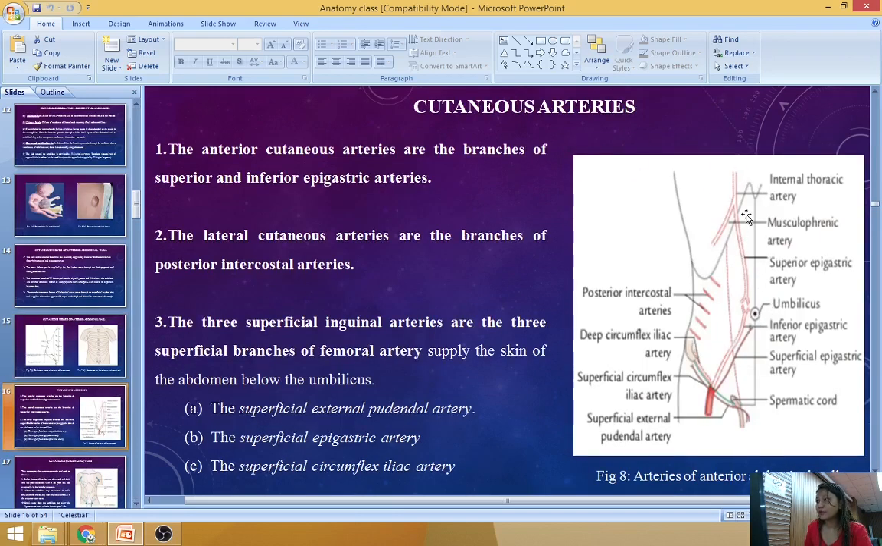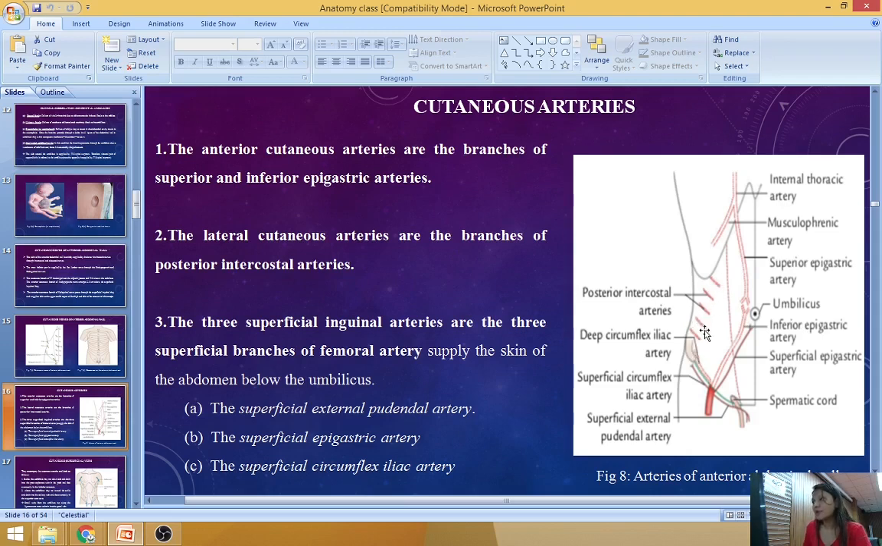So we have the cutaneous arteries. The first one is the anterior cutaneous arteries, which are the branches of superior and inferior epigastric artery. This is the superior epigastric artery. This is the inferior epigastric artery. So you have the cutaneous branches from these two epigastric arteries. Then you have the lateral cutaneous arteries, which are the branches of the posterior intercostal artery.